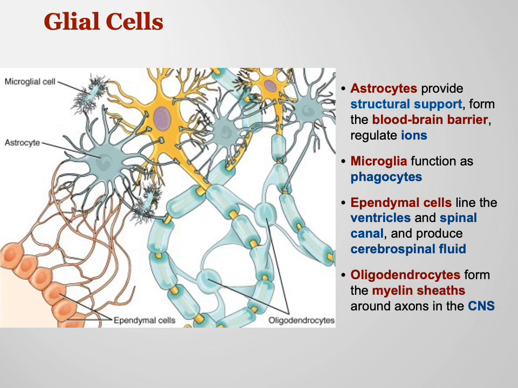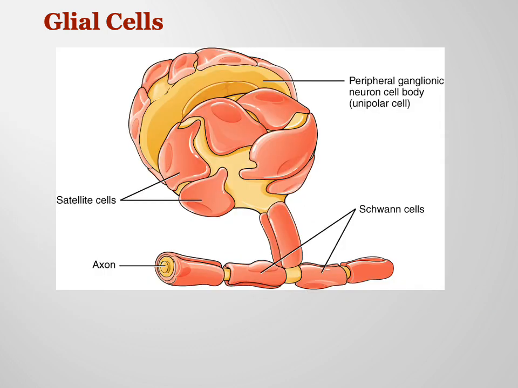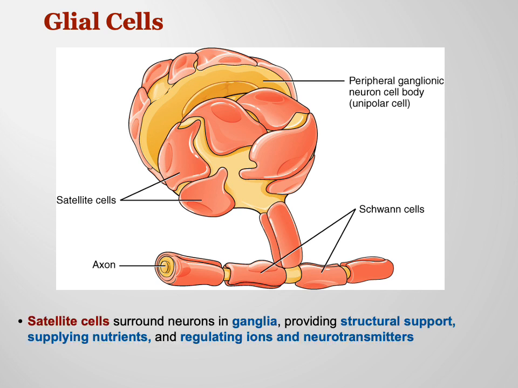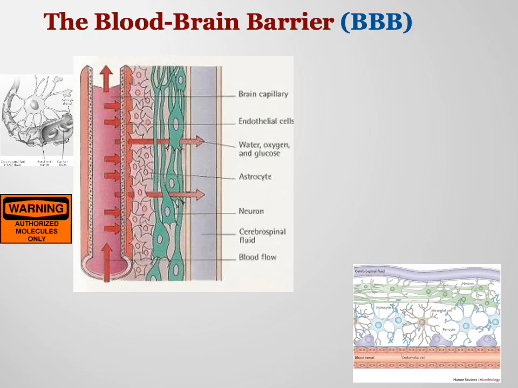They produce CSF. Oligodendrocytes form the myelin sheaths around axons in the CNS, just like we said a moment ago. And then here you see the satellite cells. They surround neurons in ganglia, specifically, providing structural support, supplying nutrients, regulating ions and neurotransmitters.